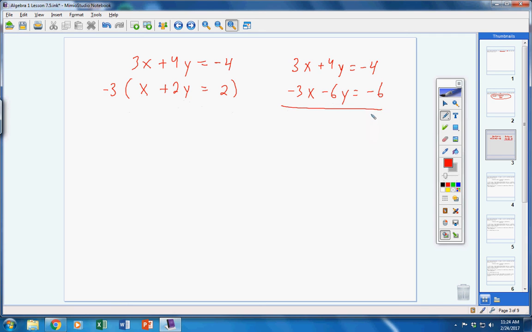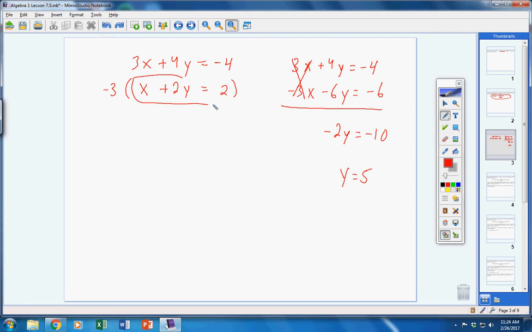Now we add these two equations together, and those cancel. Here I get a negative 2y, over here I get a negative 10. Divide both sides by a negative 2 and y equals 5, okay? Now, you pick up this 5 right here, and you put it in for y, because y equals 5. You can put it in here, or here, or here, or here, it doesn't matter.